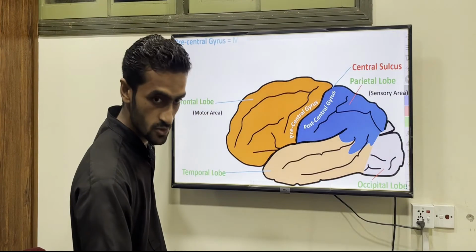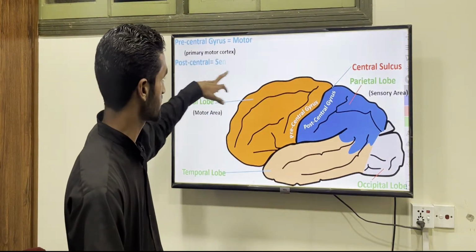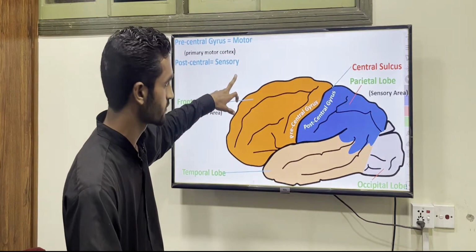This is a basic term you need to know. Primary motor area is pre-central, and post-central is sensory area. Are you good with that? Yes.